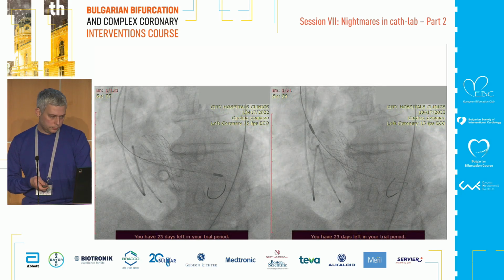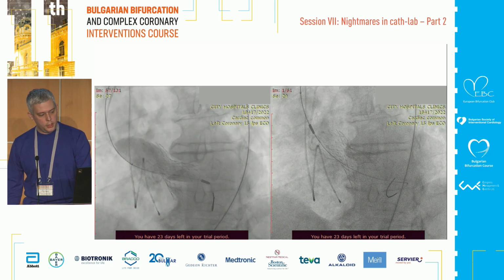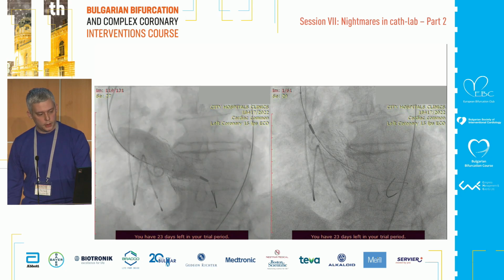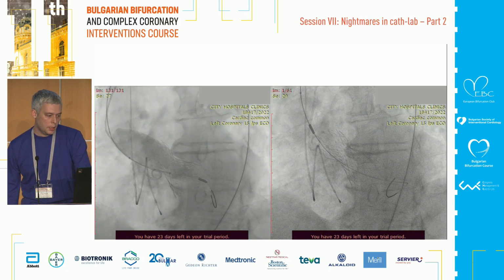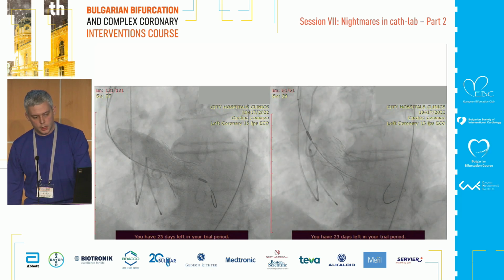We try to achieve better expansion of the nitinol frame with a balloon. This balloon is 24, the size of the valve is 29. But unfortunately, we didn't succeed. And according to the aortography, again, there is a huge aortic regurgitation.